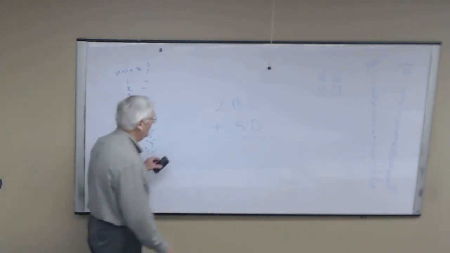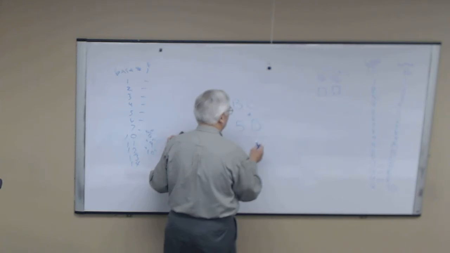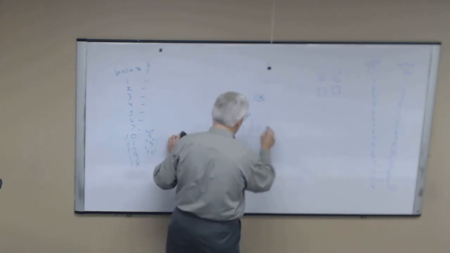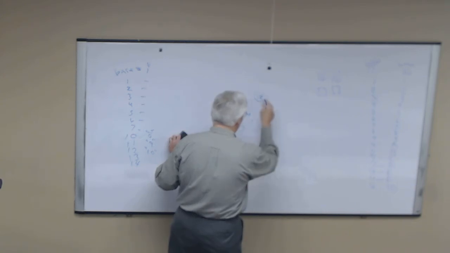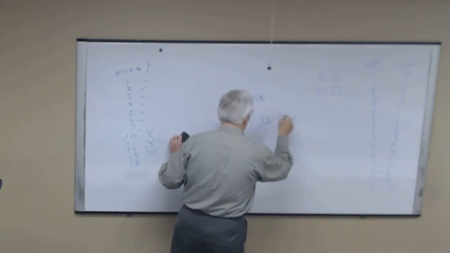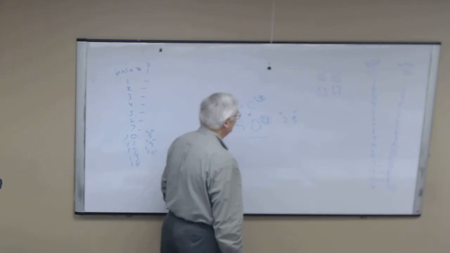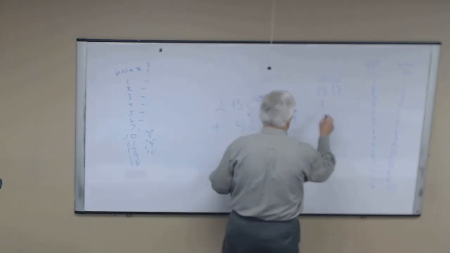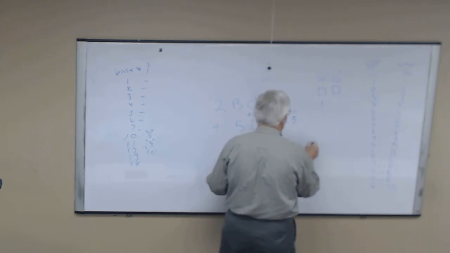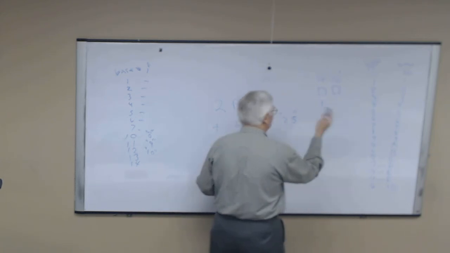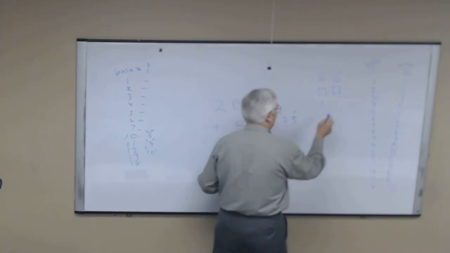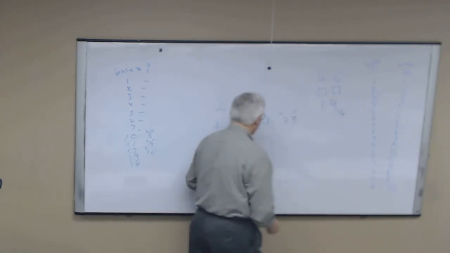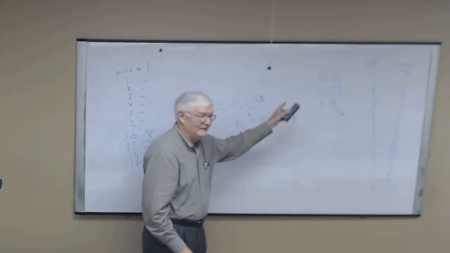So now, what's C plus D? What's C? 12. What's D? 13. What's 12 and 13? 25. How do I say 25 in base 16? 116 and what? 16 plus what is 25? 19. Everybody follow that? 25 is 19.